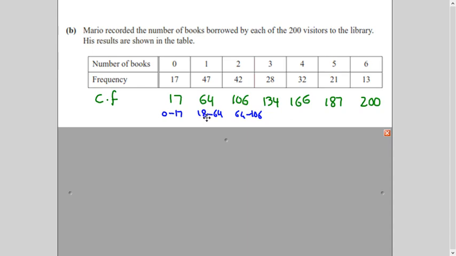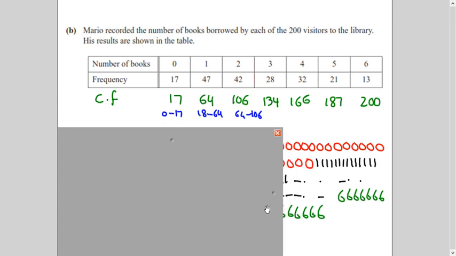Then from 18th place to 64th place, the number of books is 1. See here, I have recorded it like this. 0 books for 17 means you write 0 17 times. 47 visitors, 1 book, write it down 47 times. This way you write down the whole data, which is very tedious. You don't do that. So that's why you write it down like this.